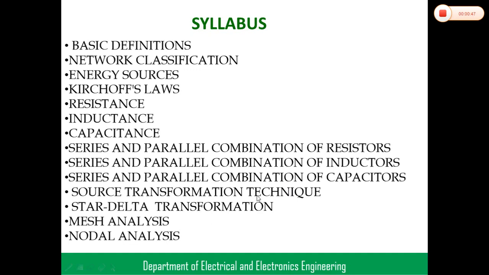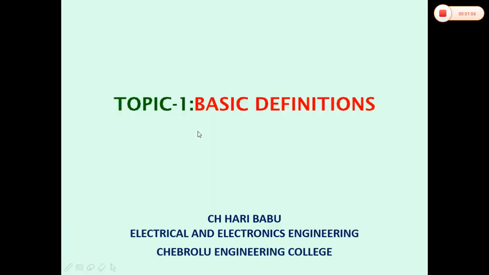Source transformation technique and star delta transformations are very important. And mesh analysis and node analysis. The total network analysis depends on two methods, that is mesh analysis and node analysis, right? So coming to topic 1, that is basic definitions. In this video, I am going to discuss basic definitions only.